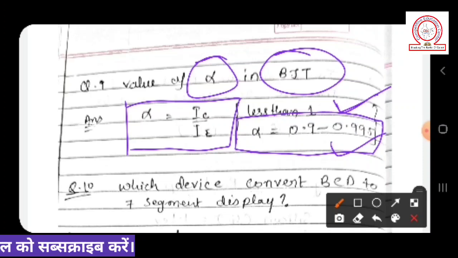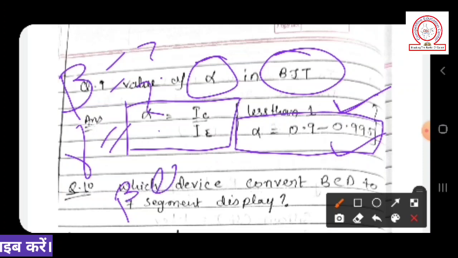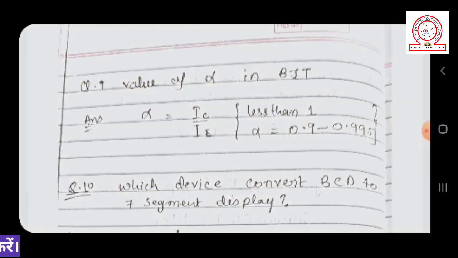So remember this. For the upcoming exam, you must remember the value of alpha and the value of beta as well, their ratios. You must remember the beta equations and alpha equations. You must remember these 3 points.